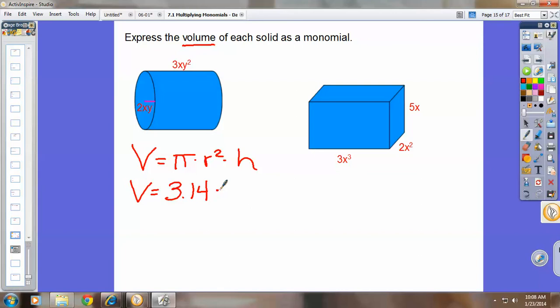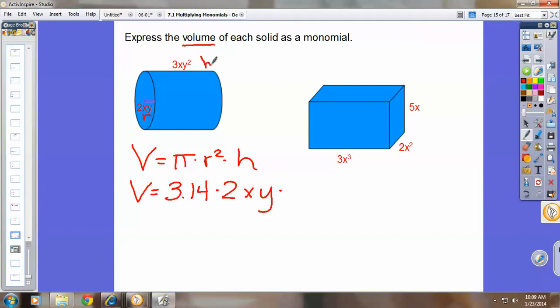It's given right here. This is our radius, 2xy. So times 2xy. Times the height. Well, what's the height? Now, if we took our cylinder and turned it on its side, wouldn't this be the height? We took it and we just flipped it. That would be the height.